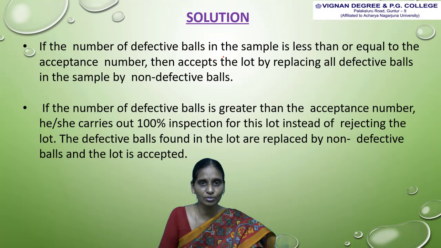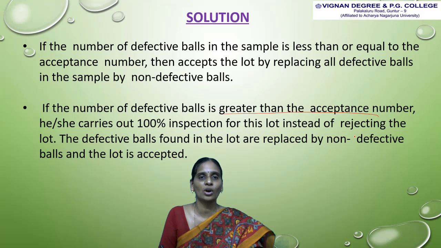If the number of defective balls in the sample is less than or equal to the acceptance number, then accept the lot by replacing all defective balls in the sample by non-defective balls. If the number of defective balls is greater than the acceptance number, he or she carries out 100% inspection of this lot instead of rejecting it. The defective balls found in the lot are replaced by non-defective balls and the lot is accepted.